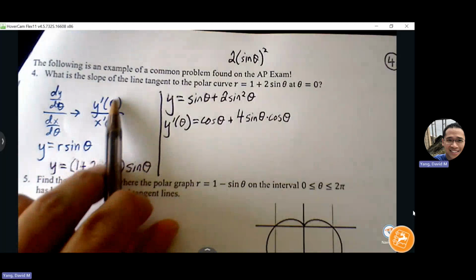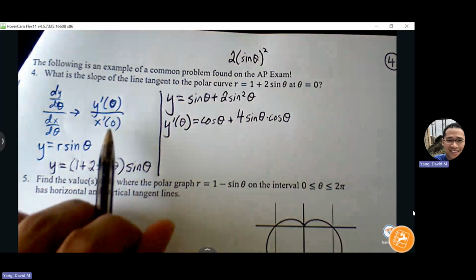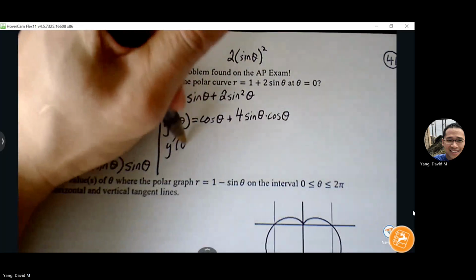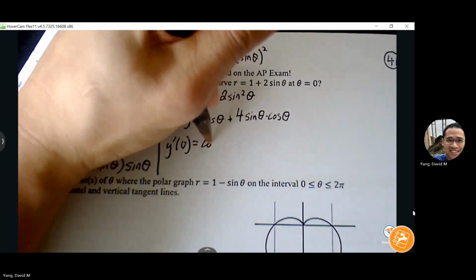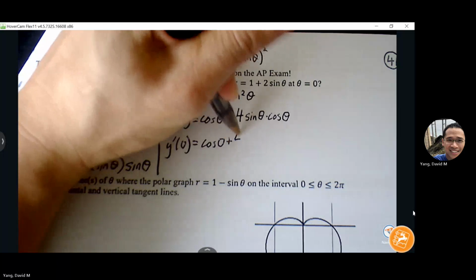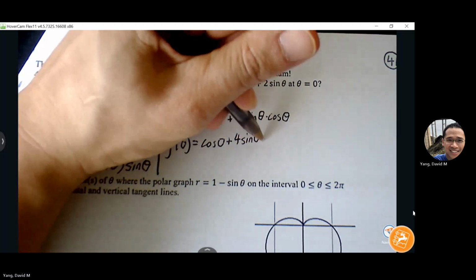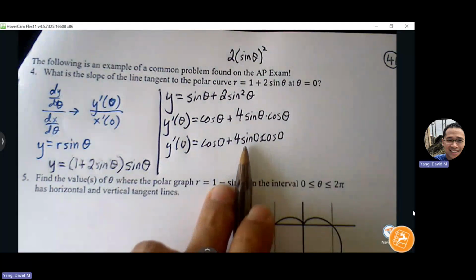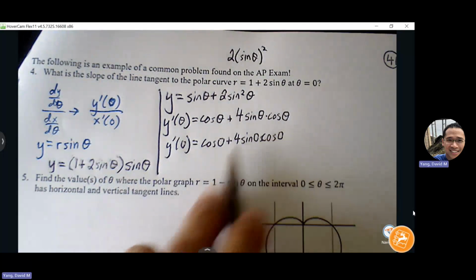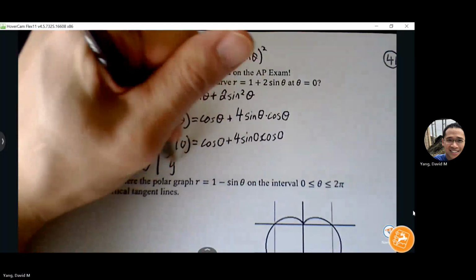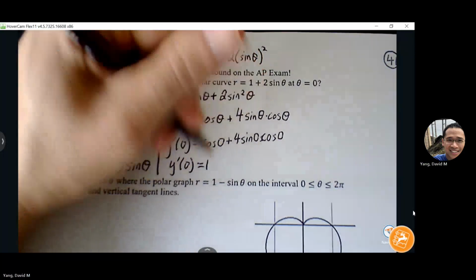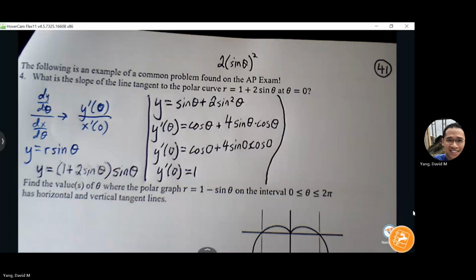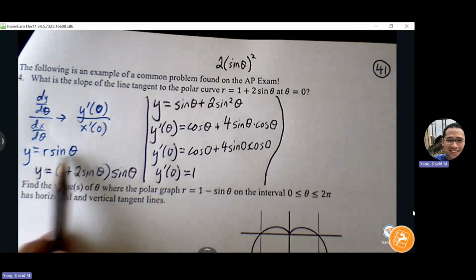Okay, I'm going to get all the way down to y prime of 0, and then we can focus our attention on x prime. Okay, so this is nice. Sine of 0 is just going to zero out. Cosine of 0 is 1. Okay, I'm going to turn my attention to x.